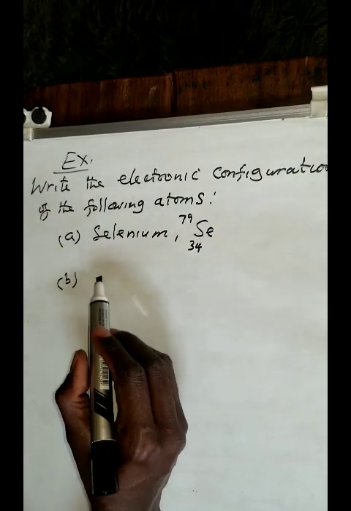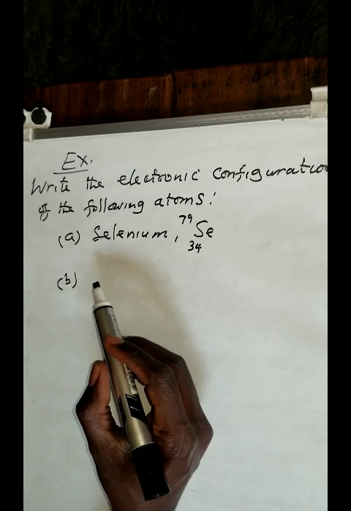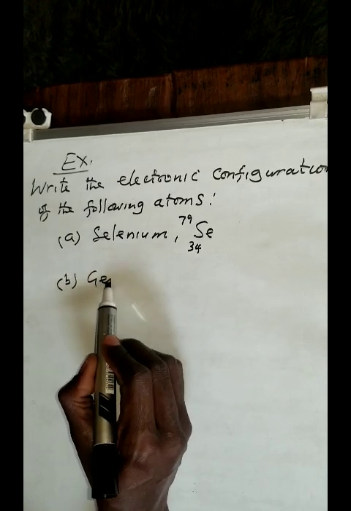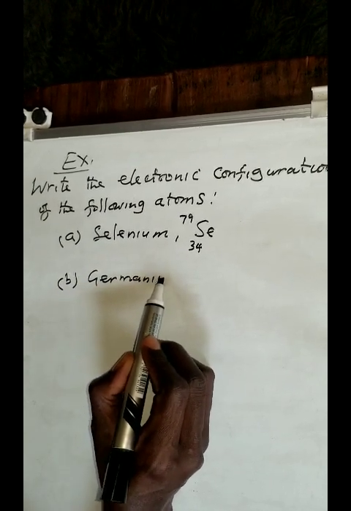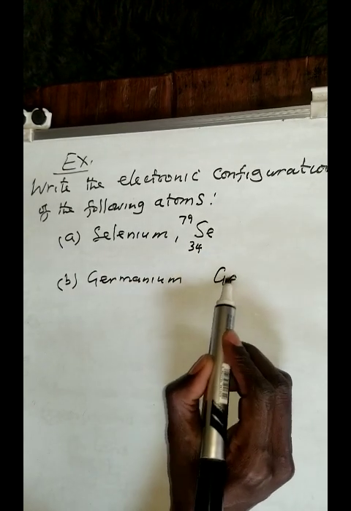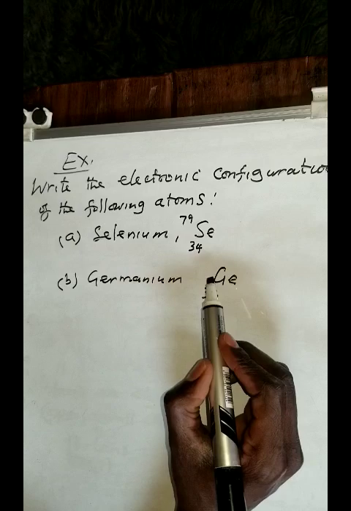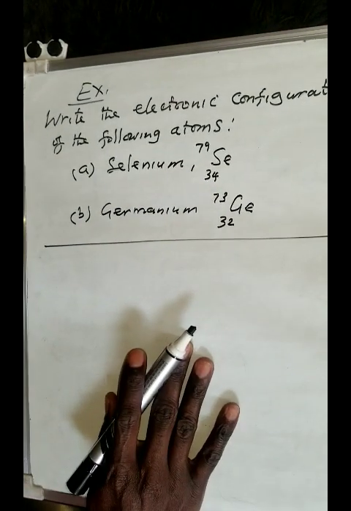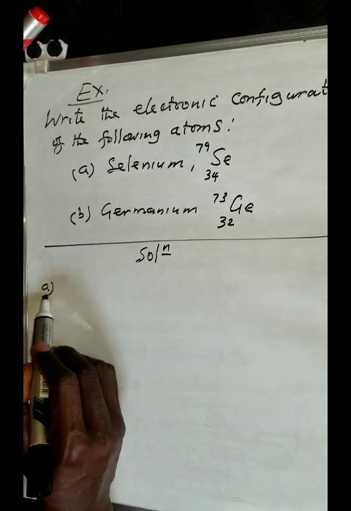Then B, the other one that I'm actually going to use is germanium, which is Ge, and it has proton number 32 and nucleon number 73. Right, and we want to write the electronic configuration. So you don't need to worry about that much. This is very simple.